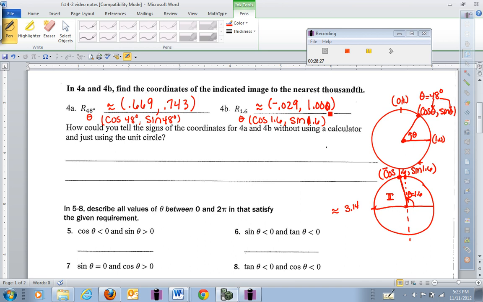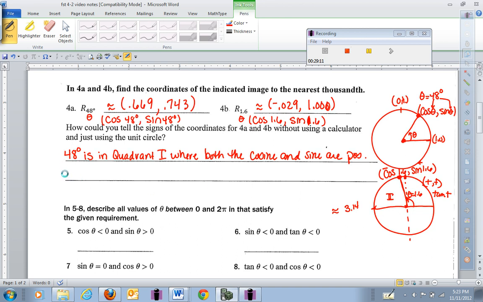Okay, how could you tell the signs of the coordinates for 4A and 4B without using your calculator and just using your unit circle? Well, you know that 48 degrees is where? It's in quadrant 1, isn't it? Okay? Where both the cosine and the sine are positive, aren't they? In this first quadrant, everything's positive. Sine, cosine, and tangent, right?